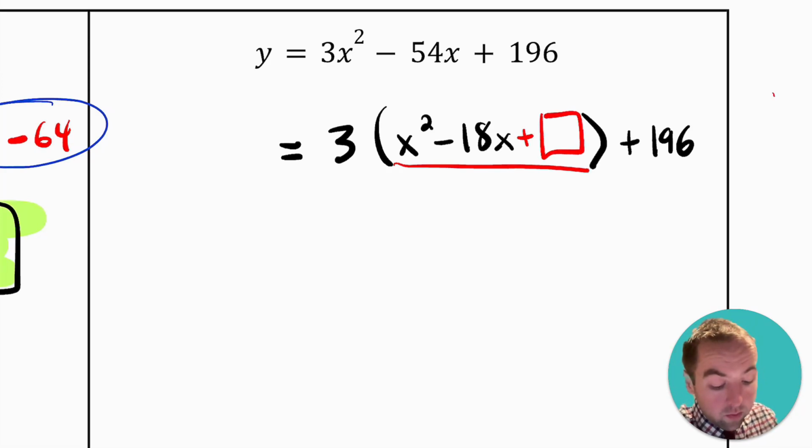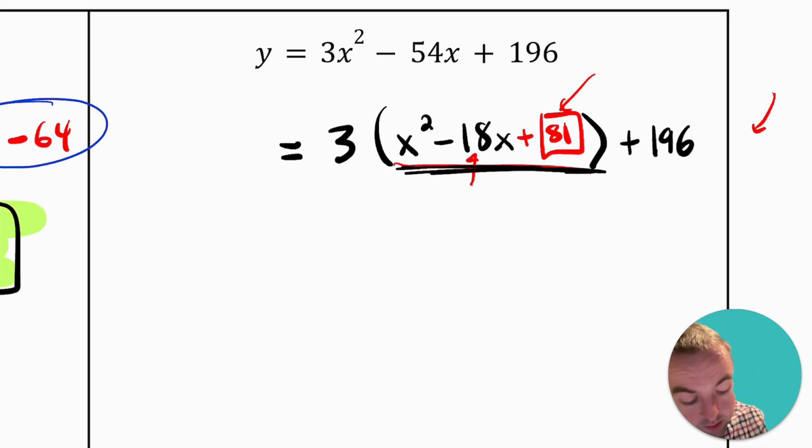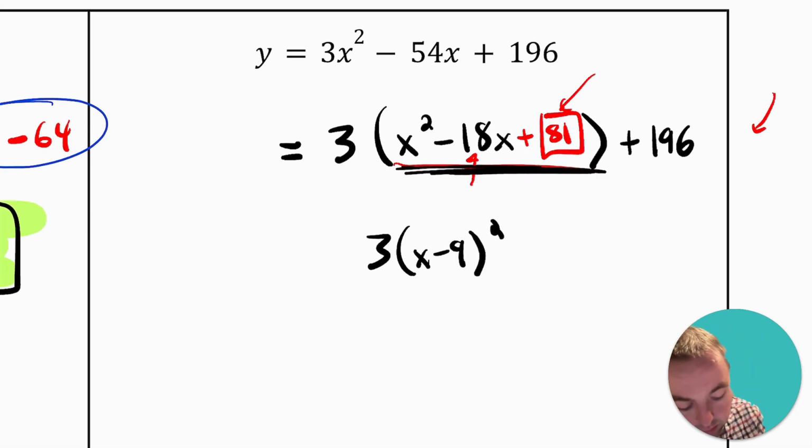And then whatever I add in right there, I'm going to undo it over here, so I keep the equation still the same, right? Since my b number is negative 18, half of negative 18 is negative 9, and then 9 squared is 81. So I need an 81 there to complete the square. That trinomial will then factor as x minus 9 squared, and then of course you have the 3 that's multiplying in front of it.